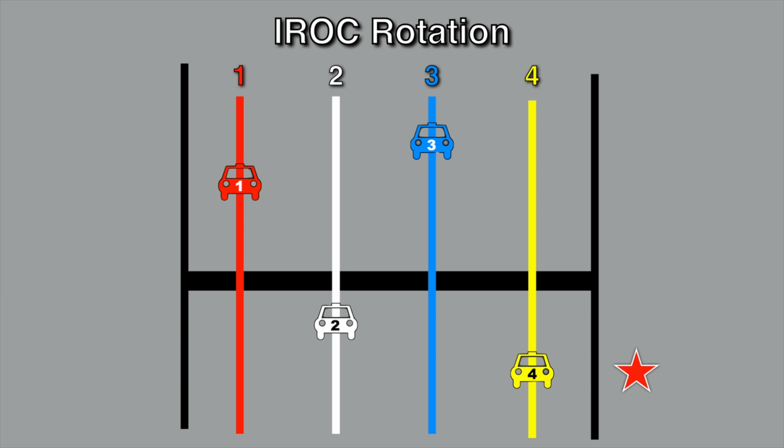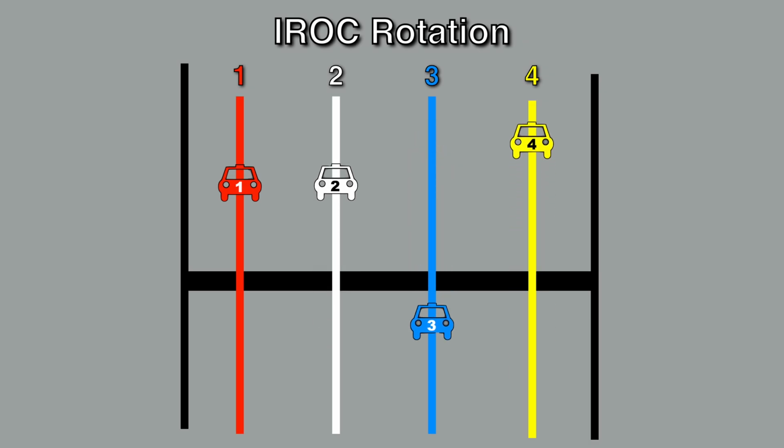So if we go back to that first heat, here's the sequence of rotation. 4 to 3, 3 to 2, 2 to 1, and 1 goes back to the start line. If the driver entering the race on lane 1 has already raced on lane 4, the red car would go to where his marker is instead of the start line.